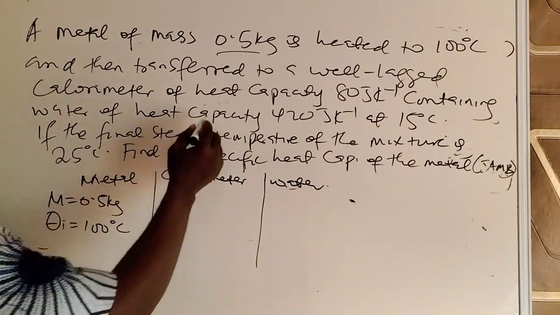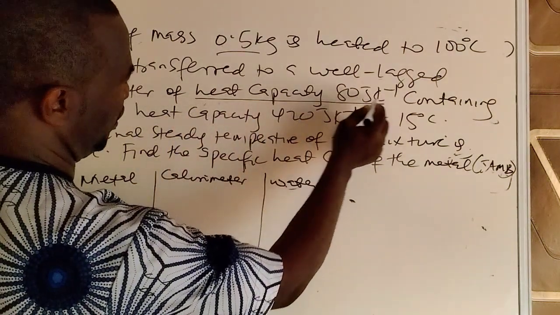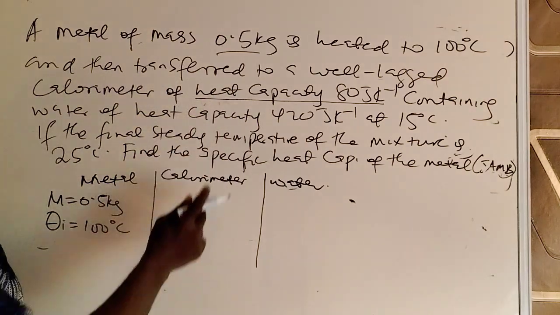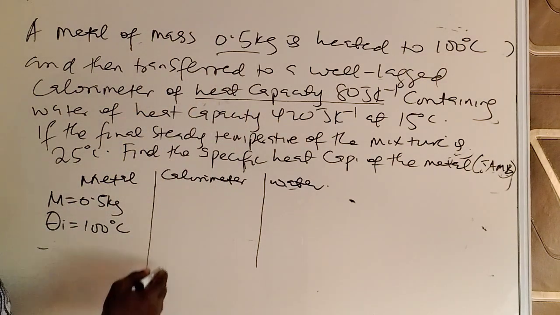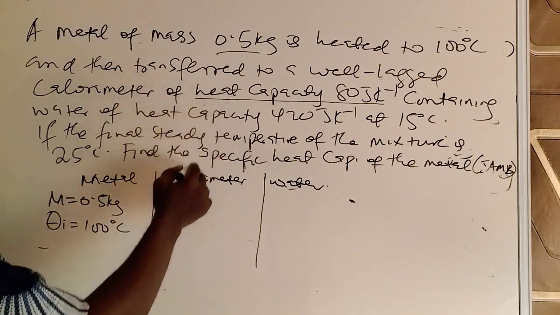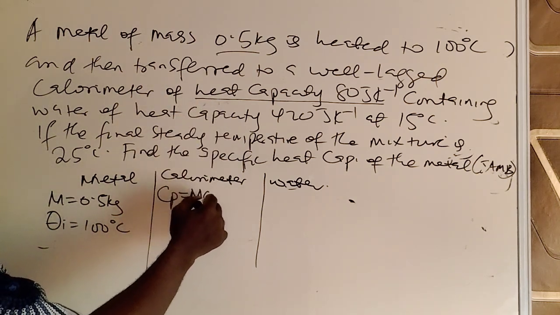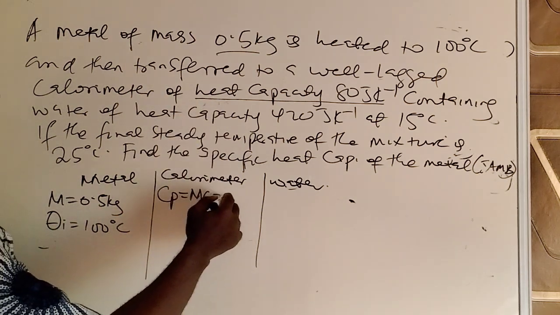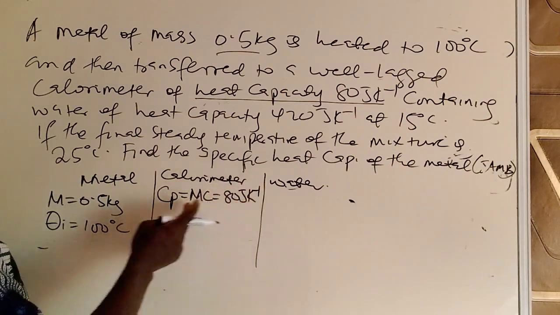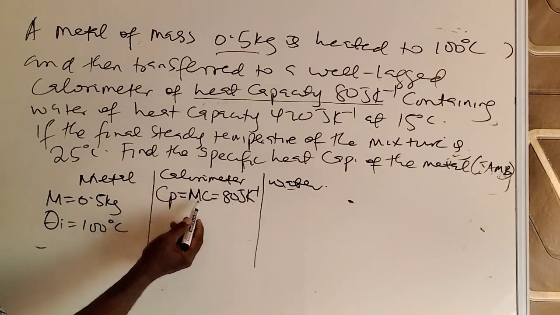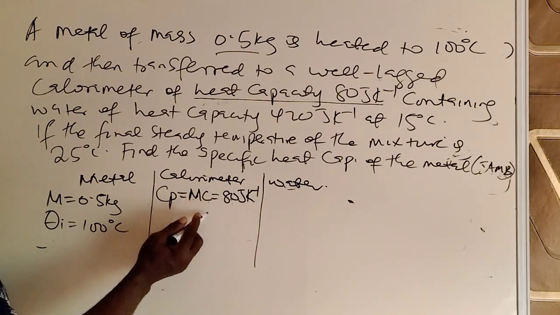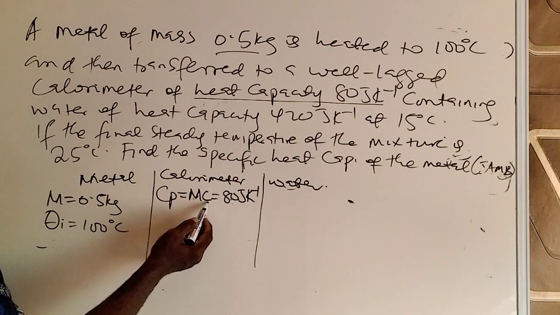Look at the words heat capacity, not specific. There's no specific in it, so you don't make a mistake. What is given to us here is not specific. This is C. Remember I told you heat capacity is nothing but mass times specific heat capacity. So it's 80. Look at the unit, joule per Kelvin, not joule per kilogram Kelvin. So this is heat capacity. This 80 entails mass times specific heat capacity, so you don't have to go for mass or specific heat capacity for the calorimeter again.